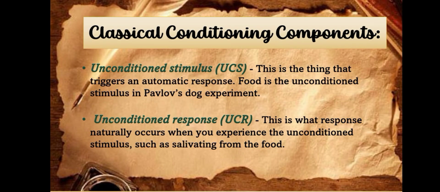In Pavlov's classical conditioning, there are four components. First is the unconditioned stimulus. This is the thing that triggers an automatic response. Food is the unconditioned stimulus in Pavlov's dog experiments. Second is the unconditioned response. This is the response that naturally occurs when you experience that unconditioned stimulus, such as salivating from the food.